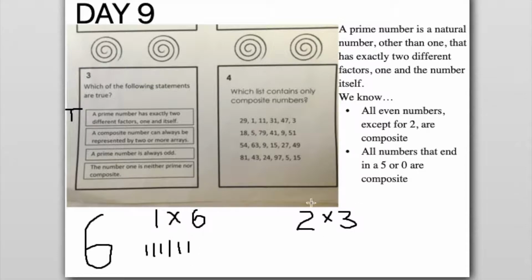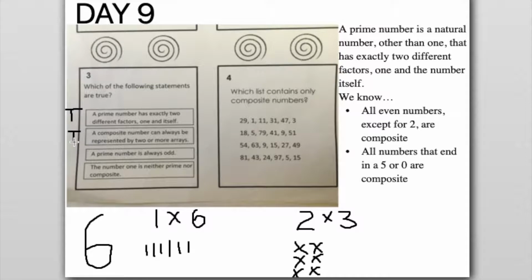I can also draw another array representing 2 times 3. Therefore, this demonstrates that a composite number can always be represented by 2 or more arrays because it depends on the factors. So that is true as well.